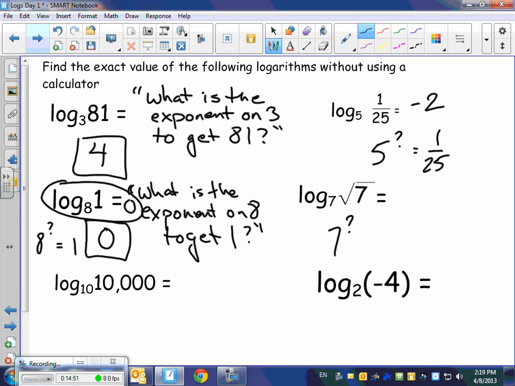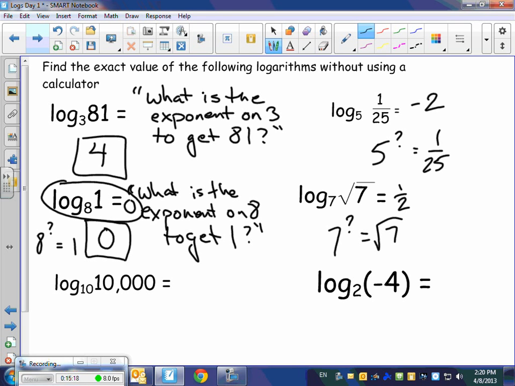The base is 7. The exponent is unknown, but I know the result is the square root of 7. Can I think of an exponent that makes this statement down here true? What exponent is the same as a square root? It's a square root, so it's a 1/2 as an exponent. Okay? Enough for example on that?